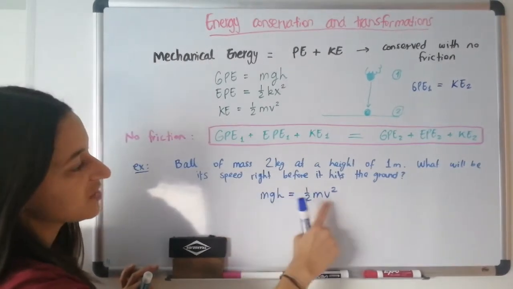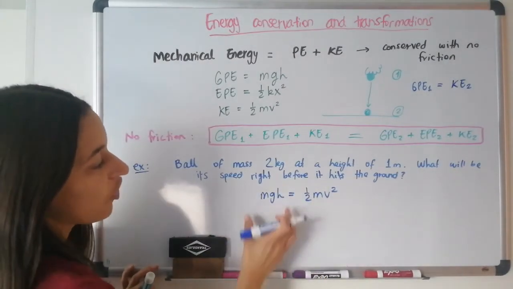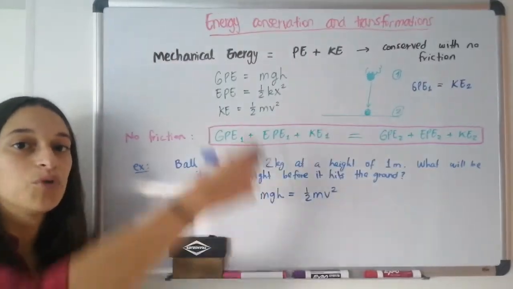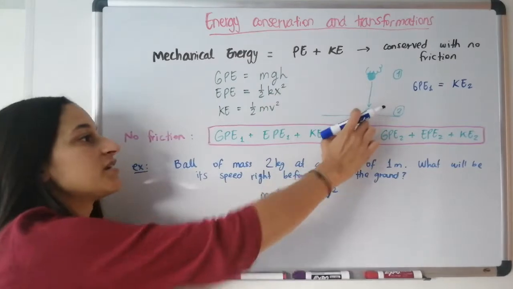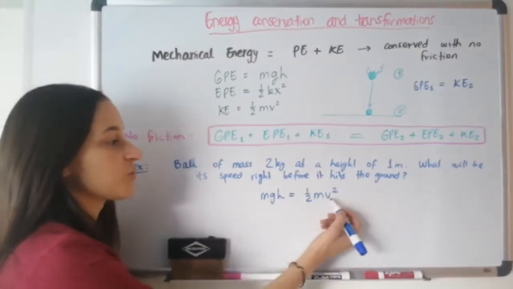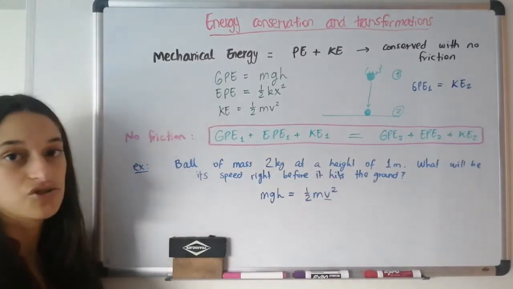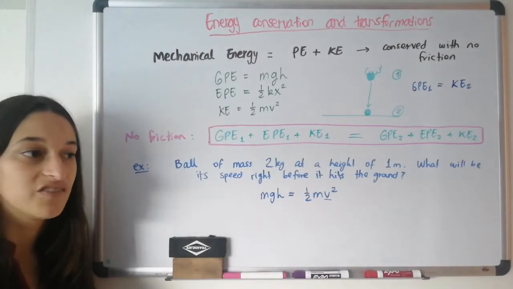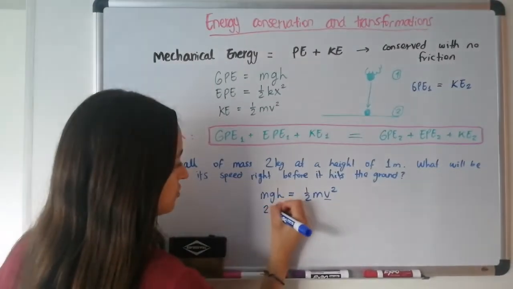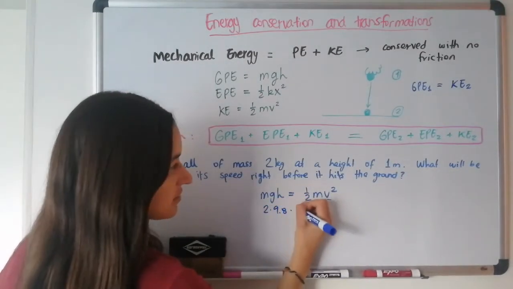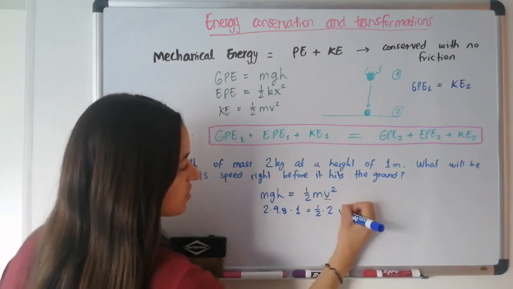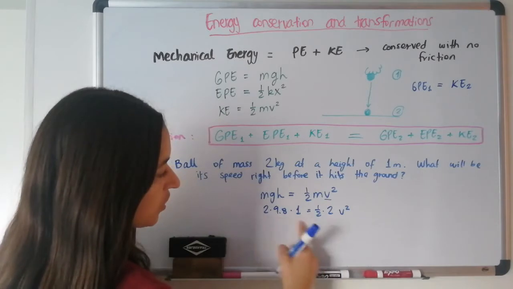We're looking for its speed right before it hits the ground. And all of the gravitational potential energy that it started with at moment 1 is going to be converted into kinetic energy at moment 2. So if we solve this equation for V, we're going to get the answer to this problem without having to use any of the complicated equations of motion. So we put here a mass of 2 times 9.8 times 1 equals 1/2 times a mass of 2 times V squared. We calculate everything.